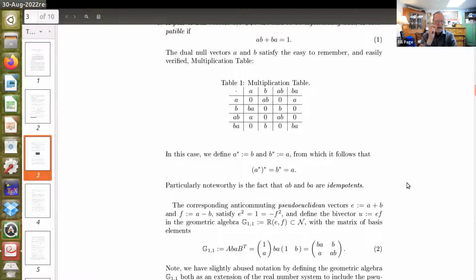But A is an element of the Grassmann algebra, isn't it? Yeah. And B is an element of another Grassmann algebra. Exactly, but they're compatible because they satisfy equation 1. But how did we define that we could add A plus B?